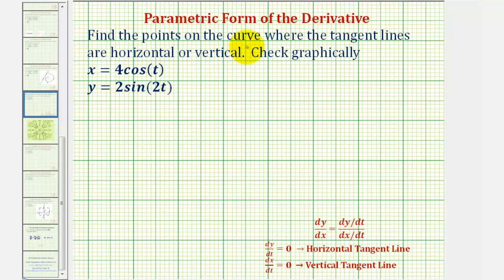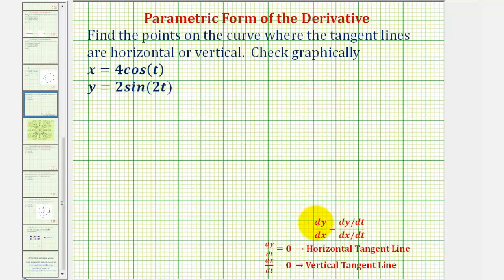We want to find the points on the curve given by the parametric equations where the tangent lines are horizontal or vertical, and then check our work graphically. Well, we know the value of dy/dx gives us the slope of the tangent line, and since we have parametric equations, dy/dx is equal to dy/dt divided by dx/dt.